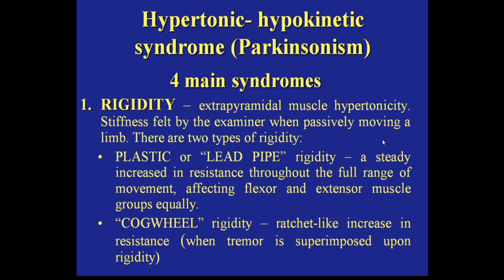In this case, we have absolutely another type of muscle hypertonicity, rigidity. Rigidity is typical for extrapyramidal hypertonicity, spasticity for pyramidal hypertonicity. In case of rigidity, patients have equal distribution of muscle hypertonicity throughout the full range of movement, affecting flexor and extensor muscle groups equally. The second is a cogwheel rigidity, a ratchet-like increase in resistance when tremor is superimposed upon rigidity, like on the picture.